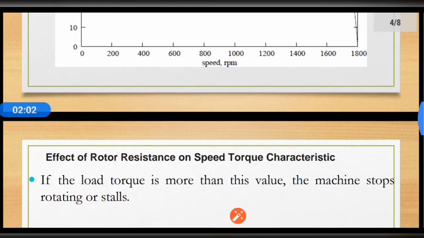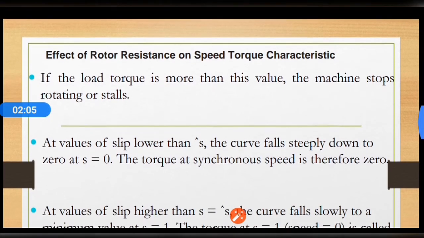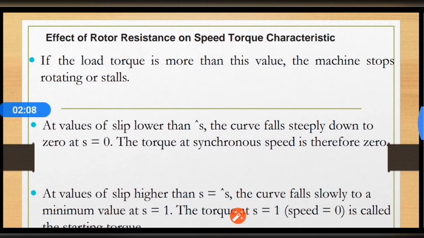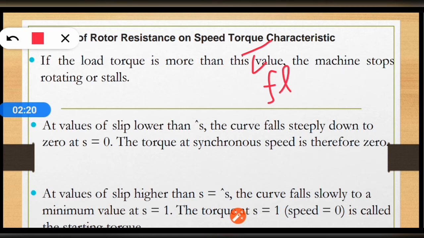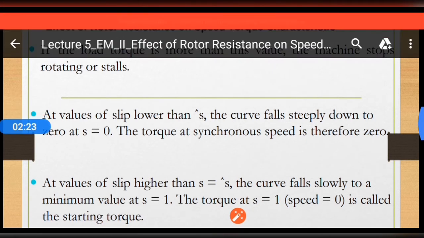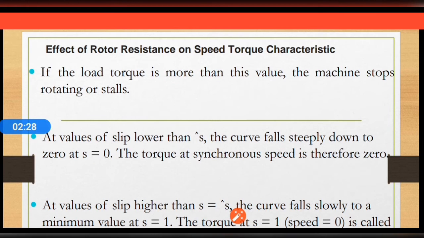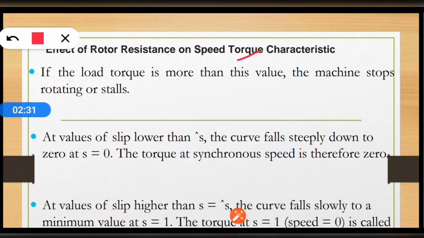moving to the next slide, we can conclude from the previous slide that there is a certain value of torque that we can define as full load torque. Rather than the maximum value of torque, it is better to write it as some predefined value of the torque. If the load torque is greater than the electromagnetic torque, the machine stops rotating or stalls. So load torque should be less than electromagnetic torque.